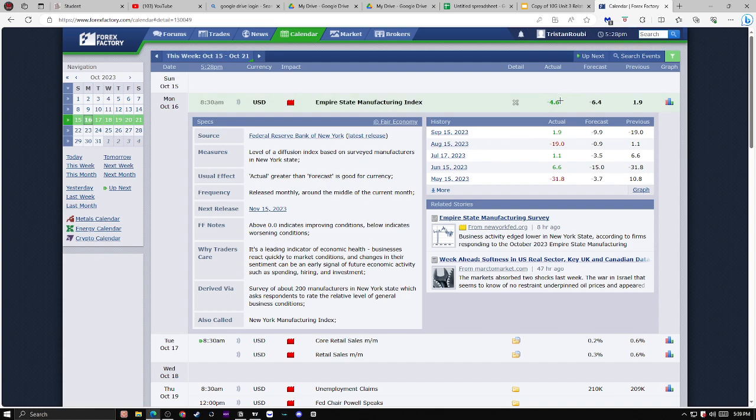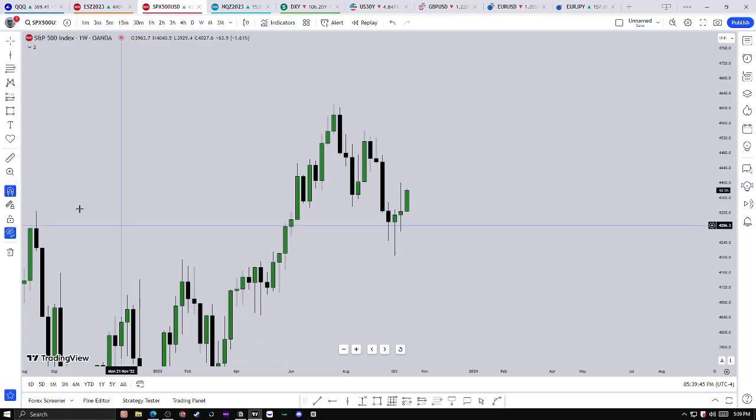But the problem is this was bad for currency. So that means that DXY went down, right? And that means that SPX went up. That's why we had such a bullish move today, right?